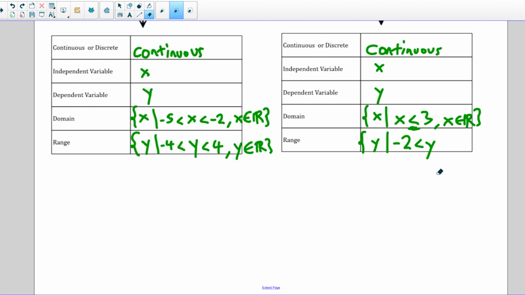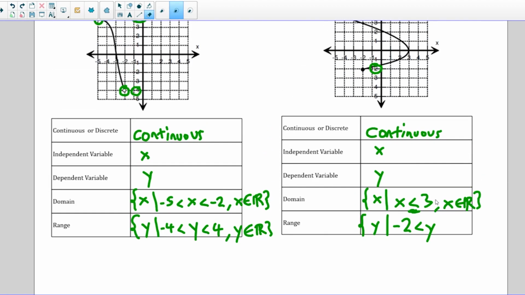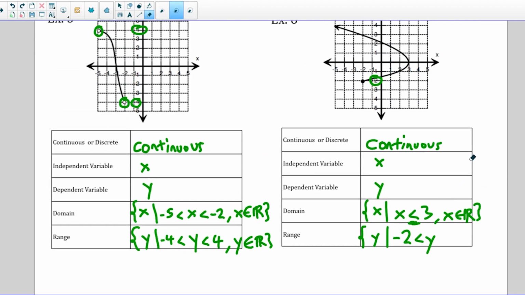And again, we need to ask ourselves, do we underline the inequality sign? And the answer would be yes, because we can see here, if we ask ourselves, when y is equal to -2, is there a point that exists? And the answer is yes. So we can finish this off by saying that y is an element of the real number system.